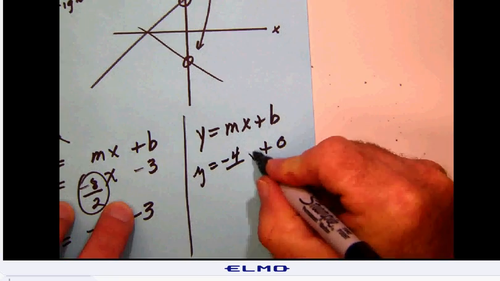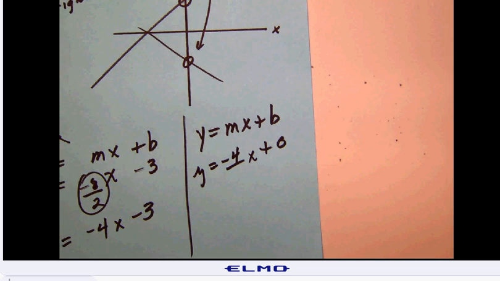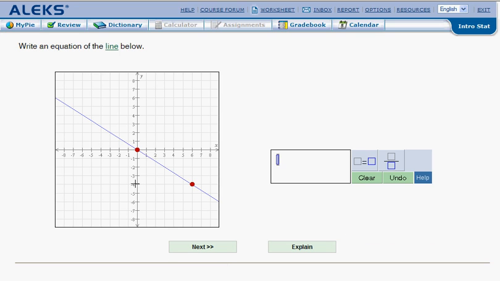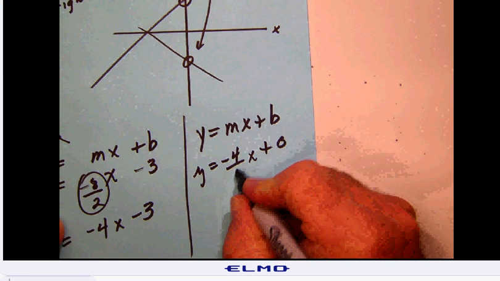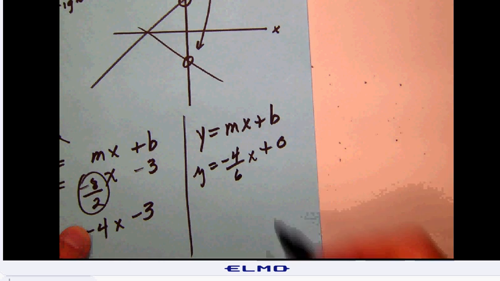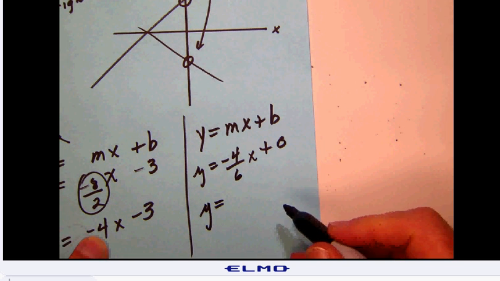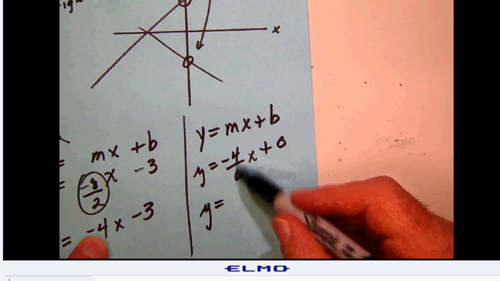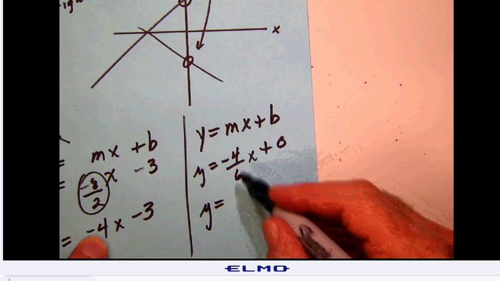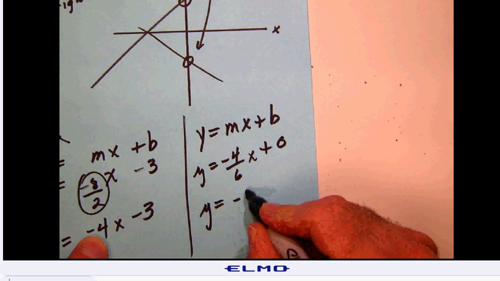We're also going to have to count our run. So let's go back and count our run from here: 1, 2, 3, 4, 5, 6 squares. So as we go back and look at our notes, we're going to have -4/6x plus 0. Now you can type that in exactly that way and ALEKS will accept it, but it's a little nicer if we go ahead and reduce fractions. So 4/6 reduces to 2/3.